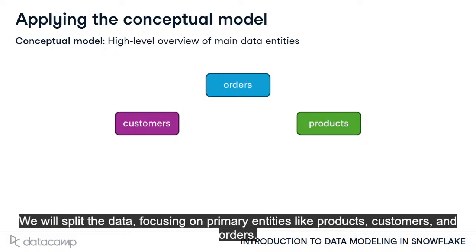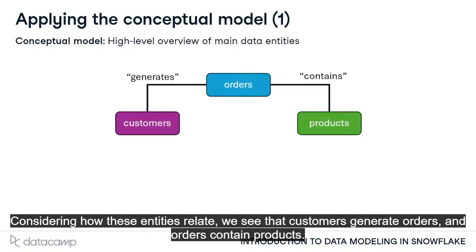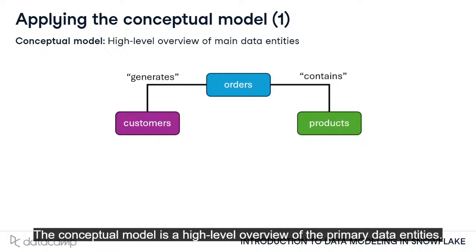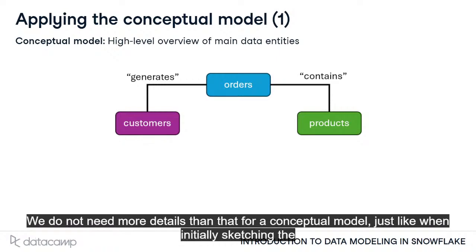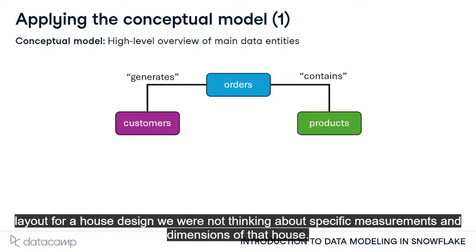We will split the data, focusing on primary entities like products, customers, and orders. Considering how these entities relate, we see that customers generate orders, and orders contain products. The conceptual model is a high-level overview of the primary data entities. We do not need more details than that for a conceptual model. Just like when we initially sketched the layout for a house design, we were not thinking about the specific measurements and dimensions of the house.